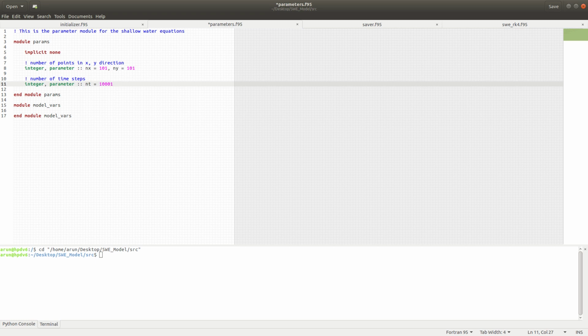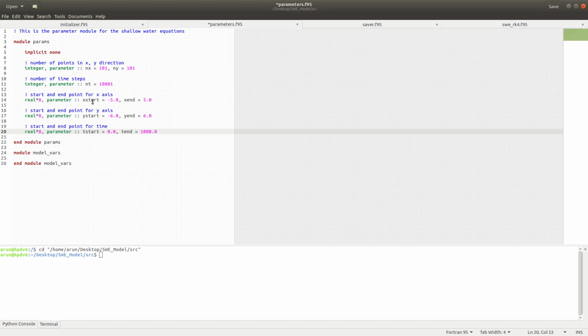And then we need the dimensions and the time variables, to start and end. So I'm going to write them over here. x start indicates the leftmost edge of the x-axis, and x end specifies the rightmost end of the x-axis. Likewise, y start specifies the bottommost end of the y-axis, and y end specifies the topmost end of the y-axis. Similarly, t start tells the starting time for the time variable, and t end specifies the end time.